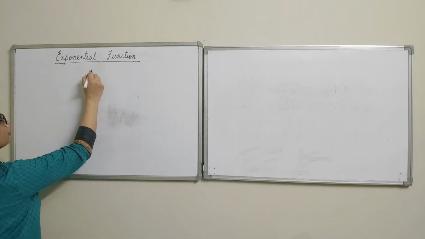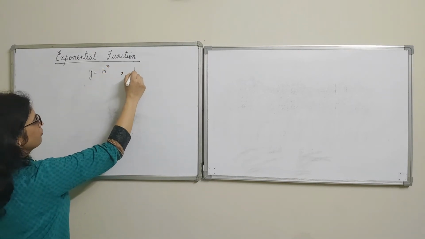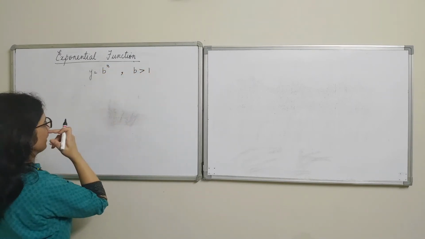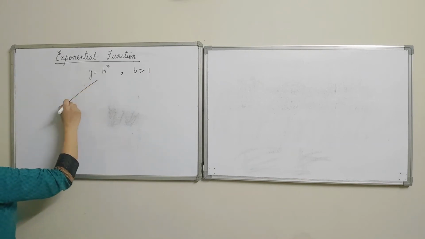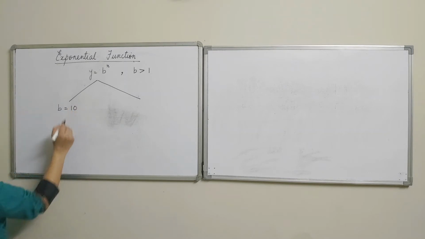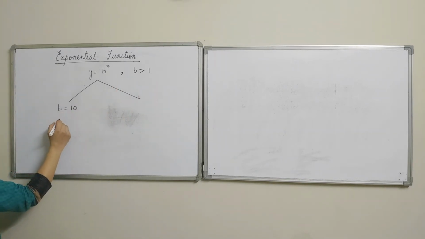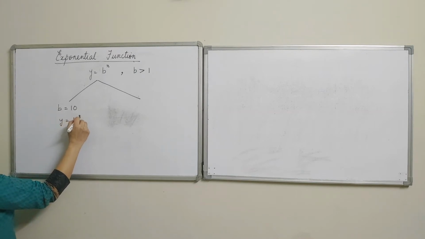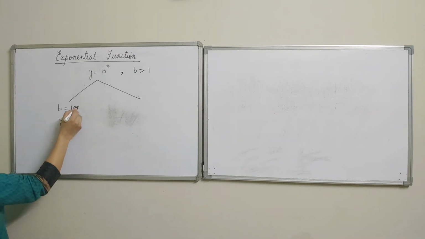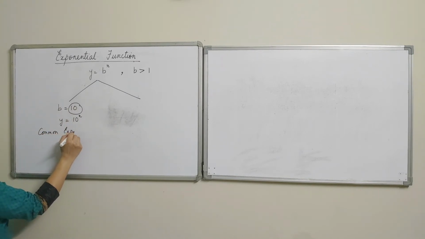So the exponential function we are writing as y is equal to b to the power x, where we are defining that b has to be greater than 1. So there are two different cases that arise. First situation, the base can be equal to 10. That's a real number greater than 1, condition satisfied. So if it is y is equal to 10 to the power x, it is an exponential function. Whenever the base is 10, we call it a common exponential function.